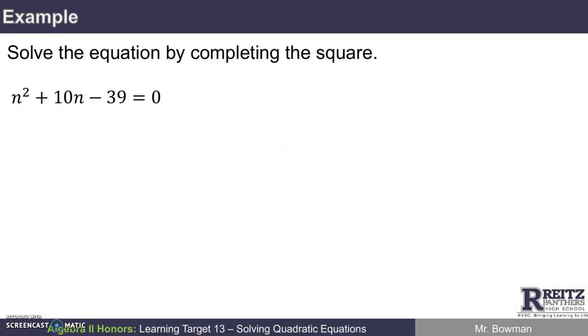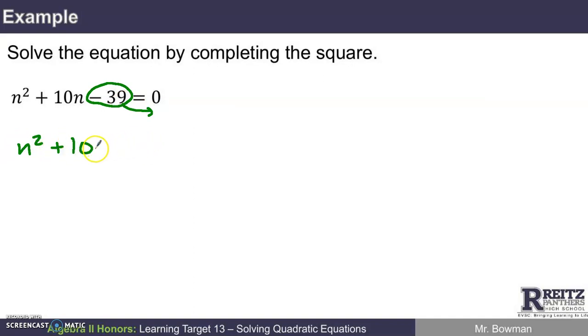Let's do one together. I want to solve the equation n squared plus 10n minus 39 equals 0, and I want to make sure I do it by completing the square. There's nothing common to all of the terms that can be divided out, so I don't need to worry about that step here. My next step would be to get the n squared and n terms by themselves, and the number term on the other side. So let me take this 39 term, move it over here, and rewrite it as a positive 39.